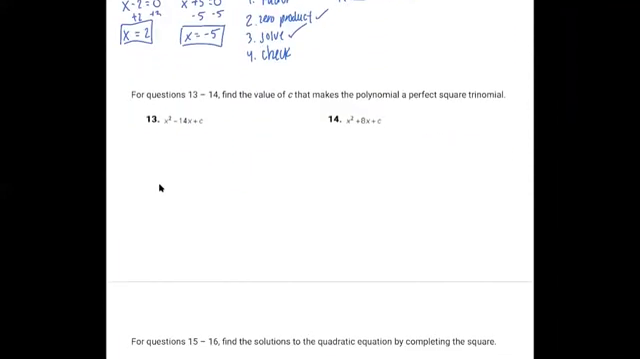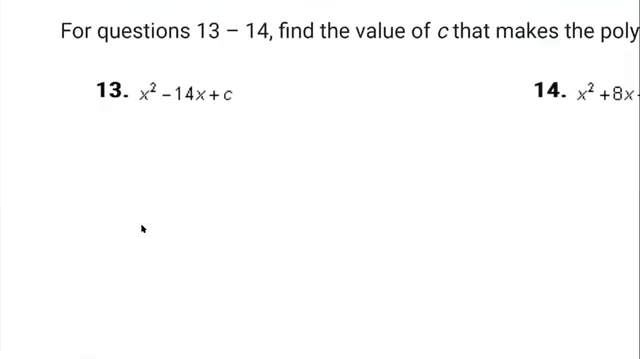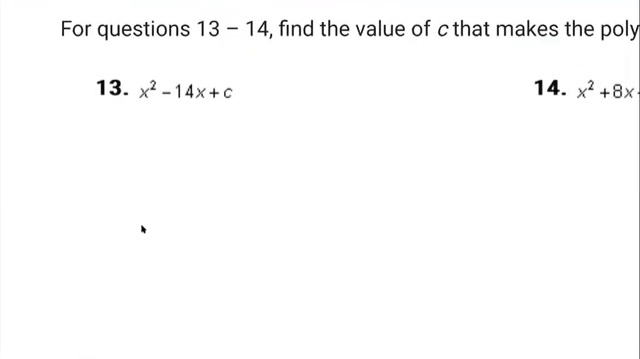Now, next little section here. It says find the value of c that makes the polynomial a perfect square trinomial. So this is that completing the square. If we do both of these here, step 1 for this.